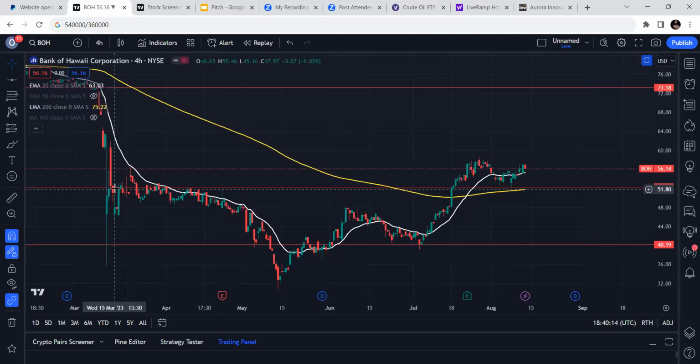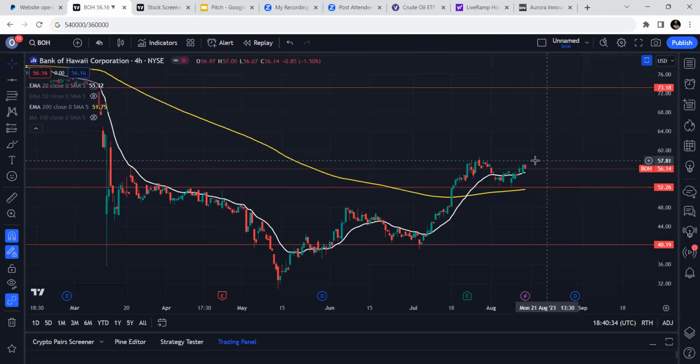You see, this is accumulation right here. Then it broke out, pullback. Now check how this stock is running higher. So this is the second stock that I'm holding right now. BOH and AUR are the two stocks I am buying.